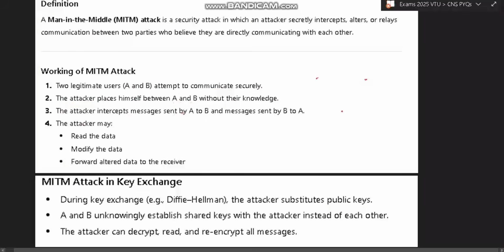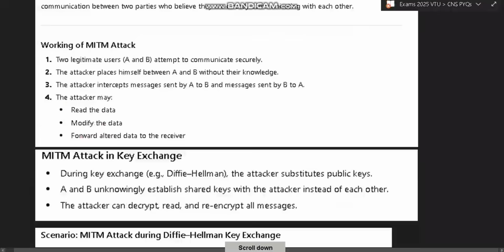The attacker intercepts the messages sent by A to B and the messages sent by B to A. It's not that A is sending directly to B or B directly to A. What's actually happening is A is sending to M, M is reading those messages and enjoying them, and then sending them to B. B is also sending messages to M, and M is enjoying those messages and sending them to A. The attacker may read the data, modify the data, and forward altered data to the receiver. Those are the disadvantages.